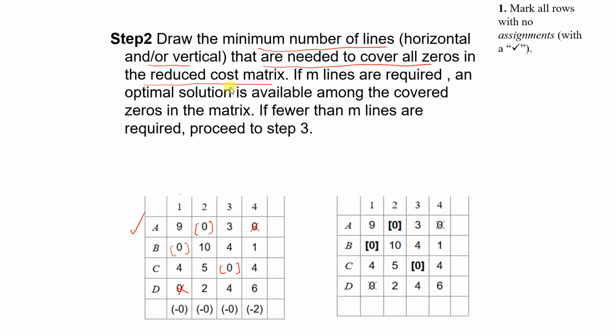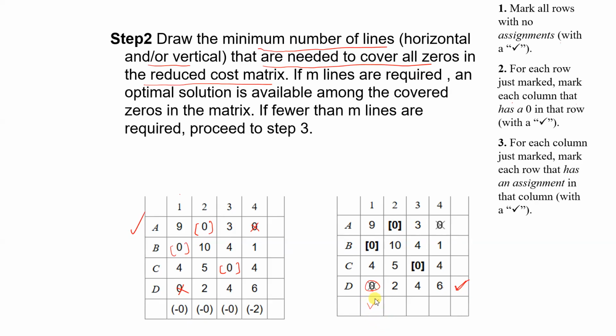So the first step is to mark all the rows with no assignments. We only have one row which has no assignments, this. So let's mark this. Step 2, for each row just marked, that is only this one, mark each column that has a 0 in that row. So this row has 0 here, so mark this column. For each marked column, mark each row that has an assignment in that column with a tick. So in this column, this row has an assignment, so this is marked.